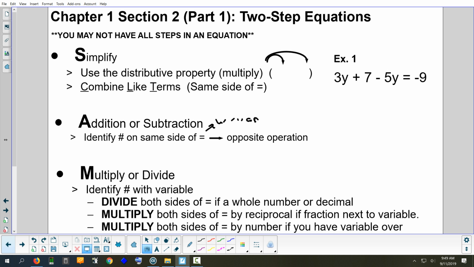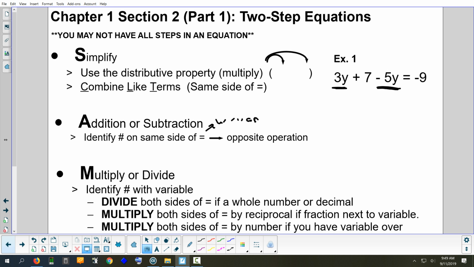Next step, combine like terms. Now we're doing it on the same side of the equal sign. We are not moving things from side to side yet. Is there any like terms in example 1 on the same side? Yeah, 3y, negative 5y. Perfect. 3y, negative 5y. We're going to combine those together.